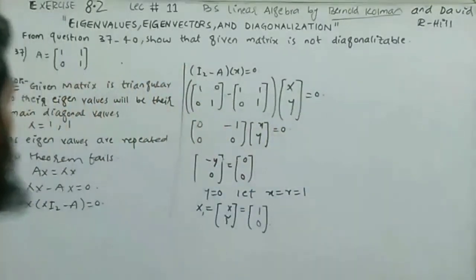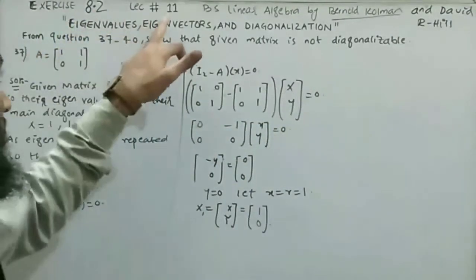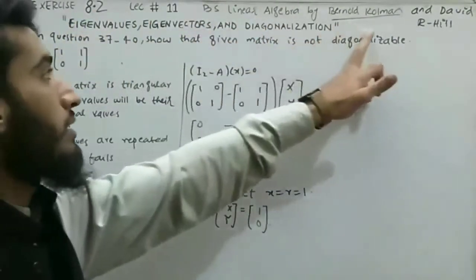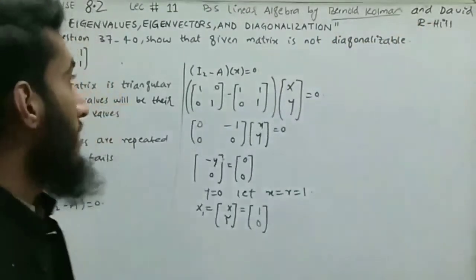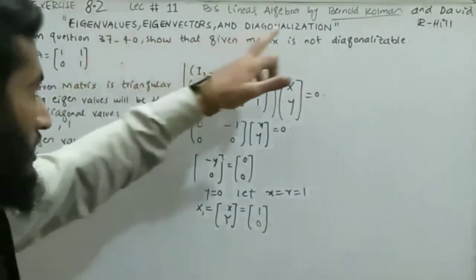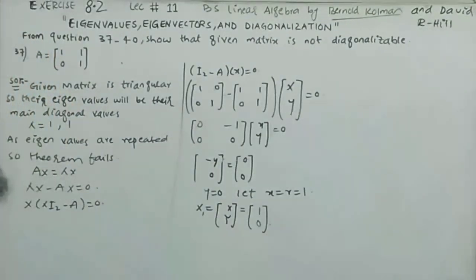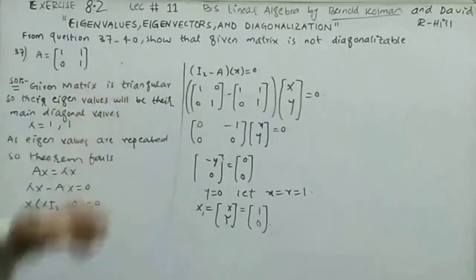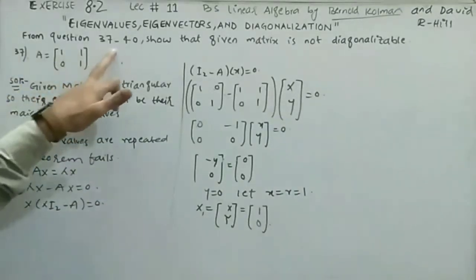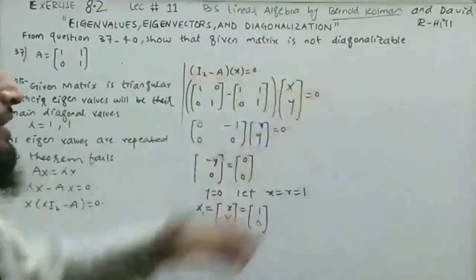So let's move toward exercise number 8.2, lecture number 11, BS Linear Algebra by Bernard Kolman and David R. Hill, chapter number 8, Eigenvalue, Eigenvector and Diagonalization. This is actually the 8th edition. In this video I will finish this exercise number 8.2 and I will start from question number 37. From question number 37 to 40, show that the given matrix is not diagonalizable.